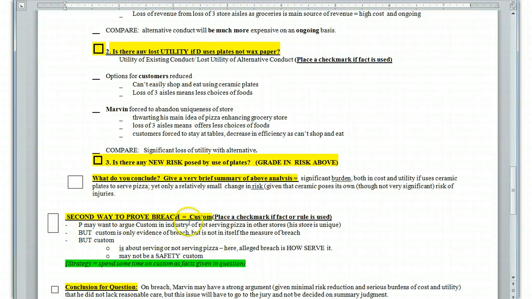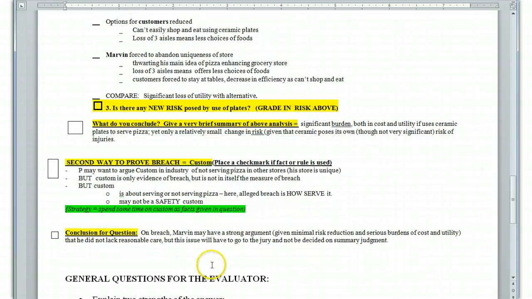Plaintiff may want to argue there's a custom in the industry of not serving pizzas in the stores, but remember, outside the medical malpractice area, custom is only evidence of breach and is not itself the standard or measure of the breach. Secondly, it's not clear that we even have a custom, right? Because the custom appears to be about serving or not serving pizza, not what you serve it on. And secondly, this doesn't appear to be a safety custom. So for that reason, the custom argument is pretty weak, and you should mention and dismiss it in one paragraph.